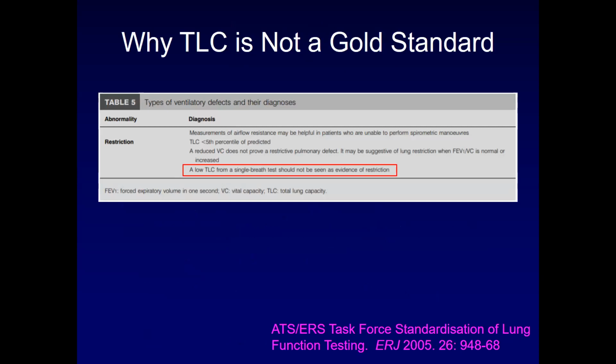Lastly, I'll point to the guidelines themselves. In Table 5 of the guidelines of standardization of lung function testing, under restriction, it says a low total lung capacity from a single breath test should not be seen as evidence for restriction. That's exactly what we do here.